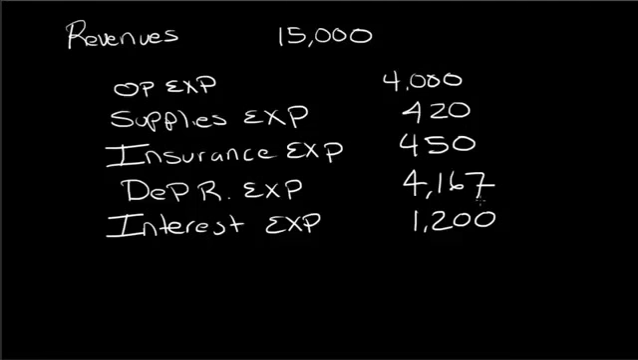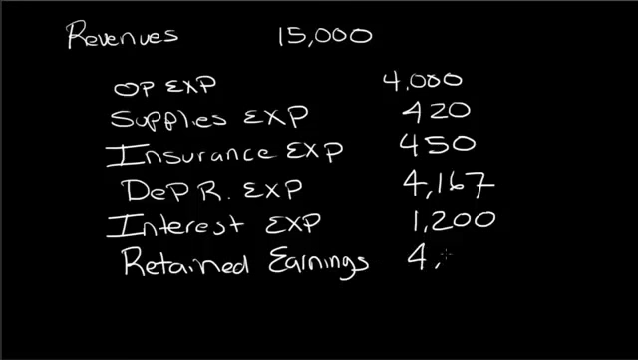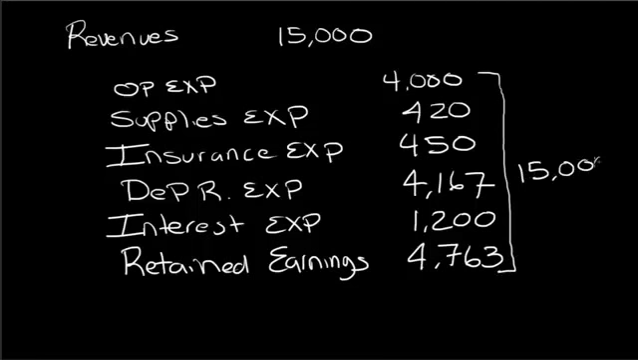you would see the difference is $4,763. And what we need to enter to make this journal entry balance is to put in retained earnings of $4,763. Now you will see if you add up all this column here, that will equal 15,000, which equals our debits. So our debits and our credits now equal one another, and we know this is a good journal entry because our debits equal our credits.